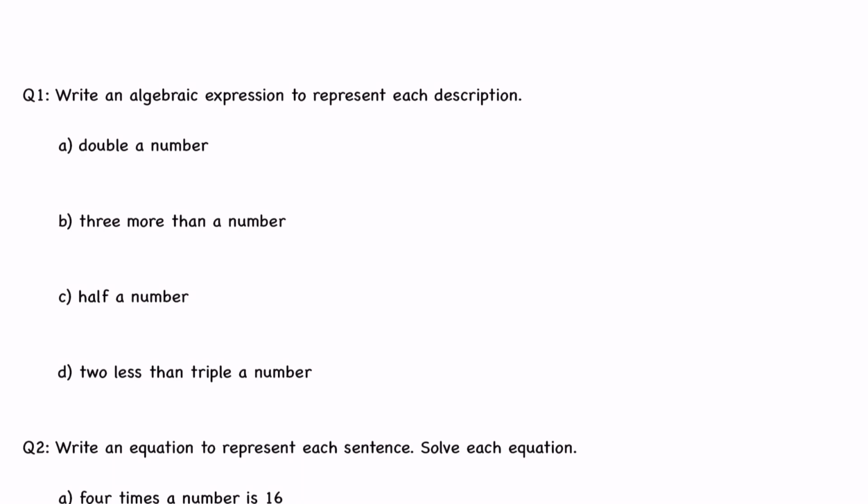So double a number, 3 more than a number, half a number, and 2 less than triple a number. We need some sort of symbol to represent number. So I'm just going to let n represent a number. So double a number would be 2 times a number, right? So 2 times a number.